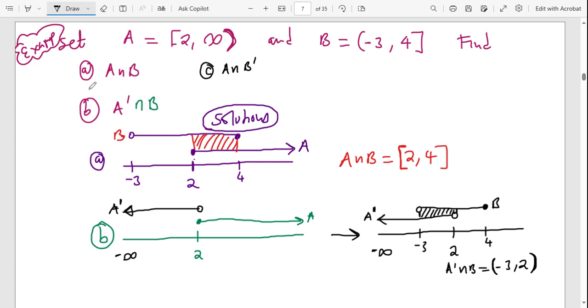So the whole process will be: first find A complement. Once you find A complement, also bring now the set B on the set A complement, and then find where they are meeting. That is the process.